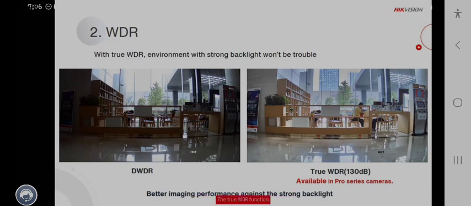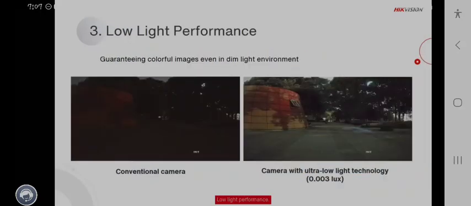The True WDR function is realized by double or triple exposure technology, which is a hardware-optimized solution for capturing the target clearly in a strong backlight environment, such as the entrance and so on. True WDR ensures less data loss, better precise contrast, and a better image.